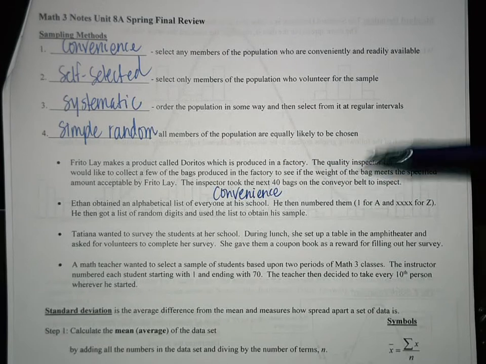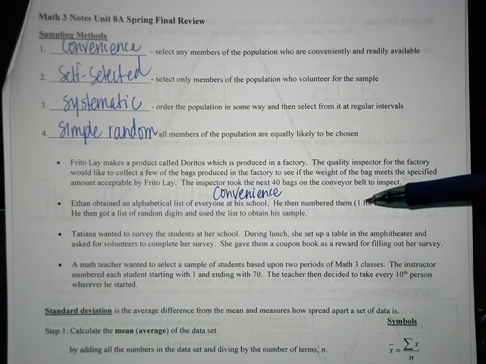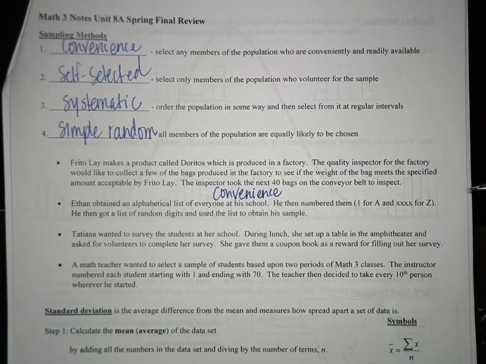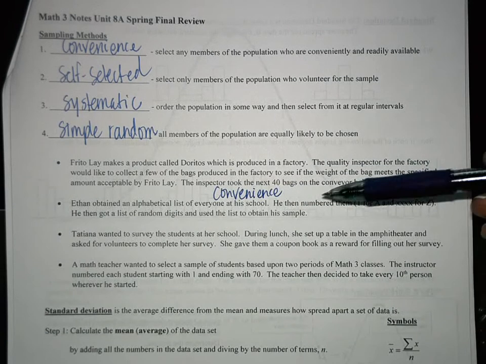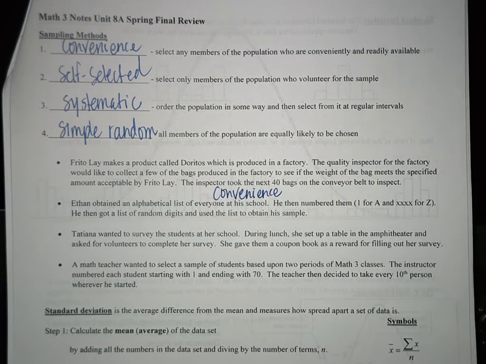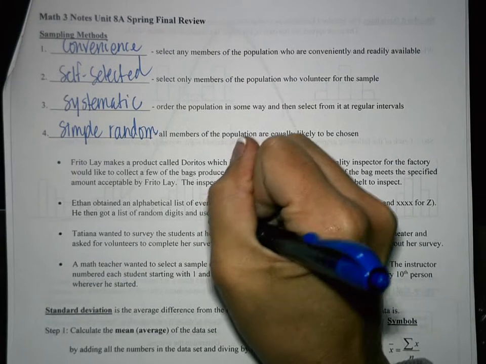Okay, Ethan obtained an alphabetical list of everyone at his school. He then numbered them from 1 for A and so on. He then got a list of random digits and used the list to obtain his sample. So basically numbers everyone and then randomly gets some people from that list. Very good. Simple random is correct.